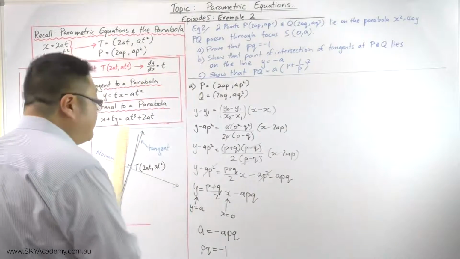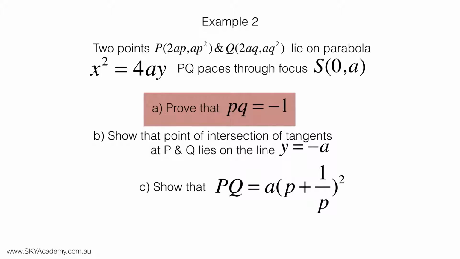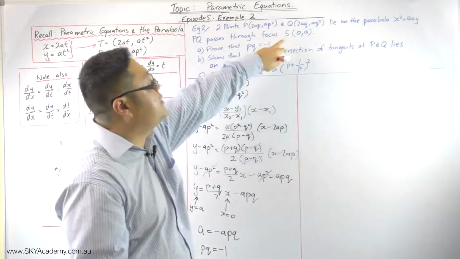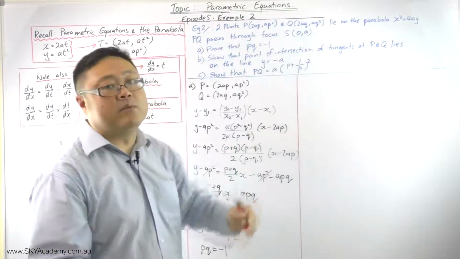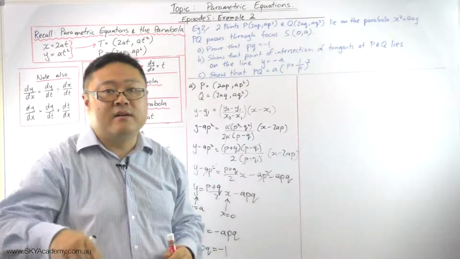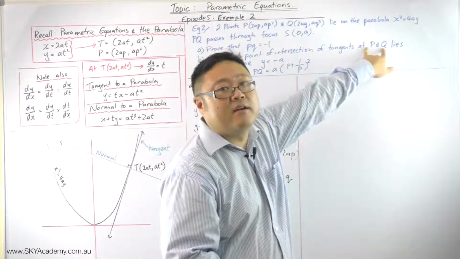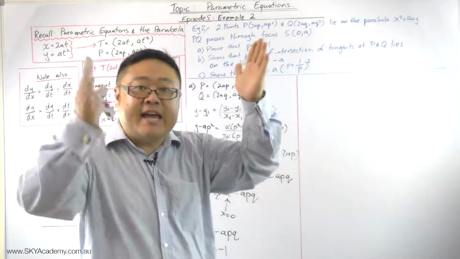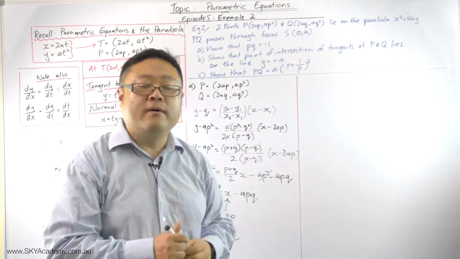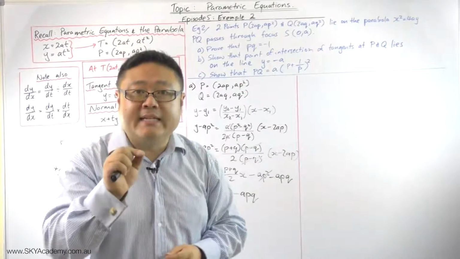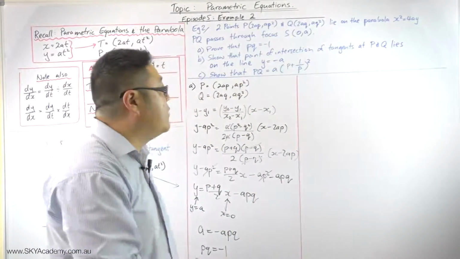All right, so now let's have a look at part B. Part B says, show that the point of intersection of the tangents at P and Q lies on the line y equals minus a. Now, what is y equals minus a? If the focus is (0, a), y equals minus a is the directrix of the parabola. Which means that if the tangents at two points on a parabola make a focal chord, their tangents will intersect at the directrix. That's exactly what it means.